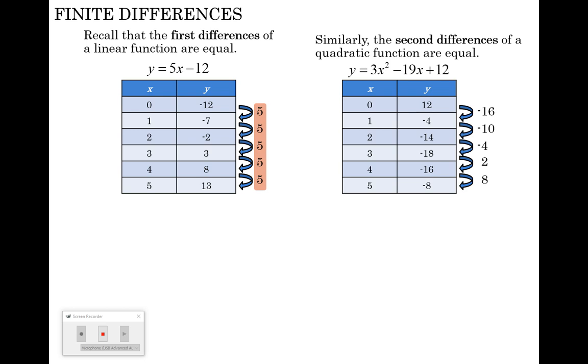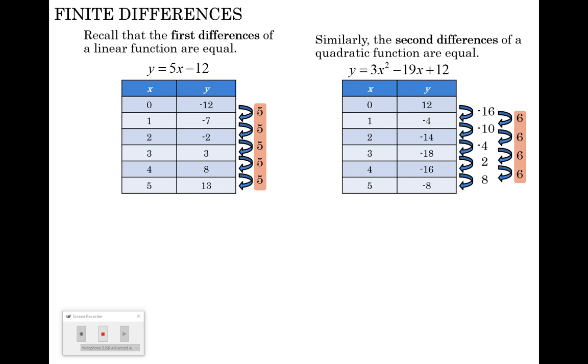This is called the second differences. Negative 10 subtract negative 16 is 6. Negative 4 subtract negative 10, 6. 2 subtract negative 4, 6. 8 subtract 2 is 6. So I get the same second differences when it's degree 2. Does this ring a bell from grade 10? It does. Okay, well that's good because sometimes it gets skipped over.